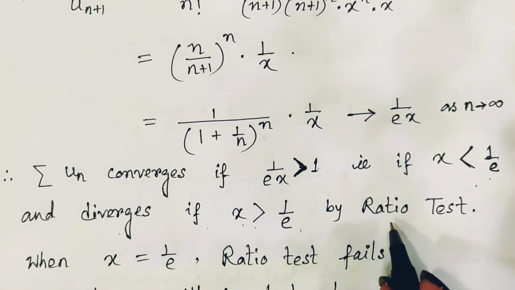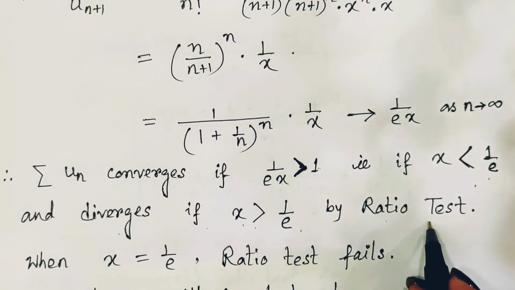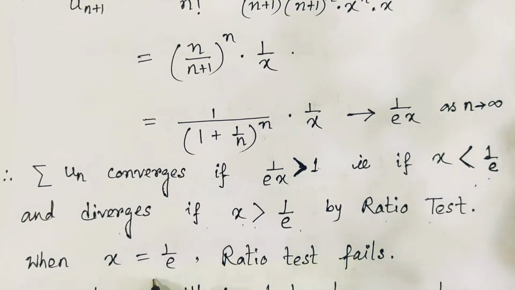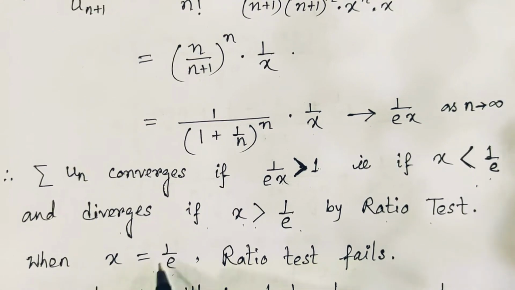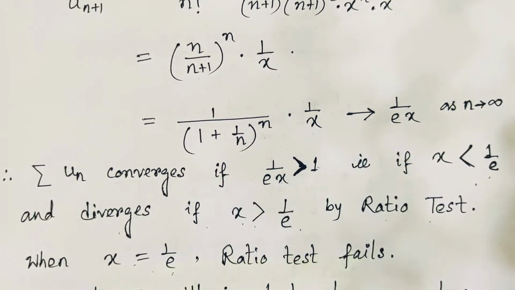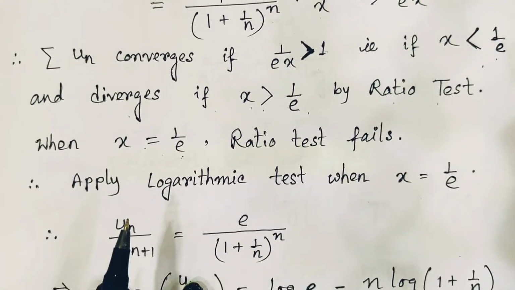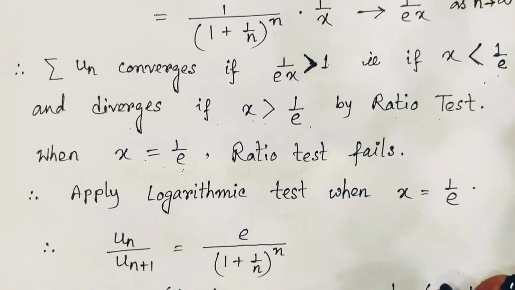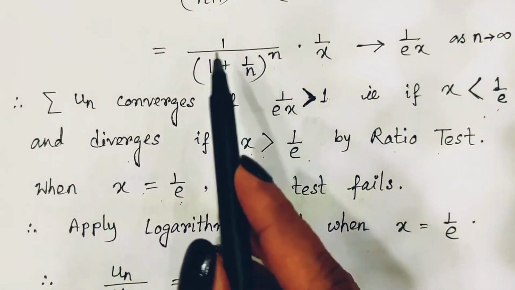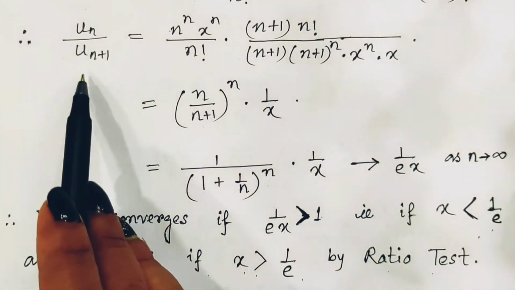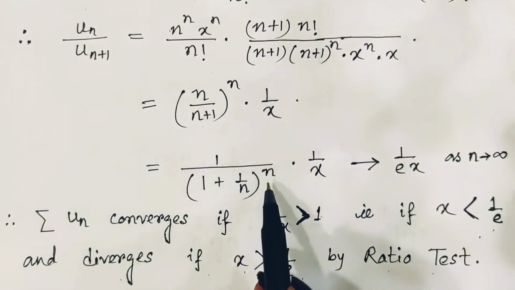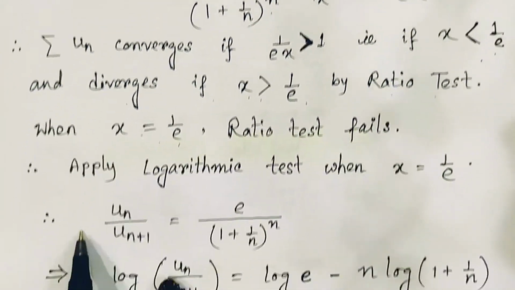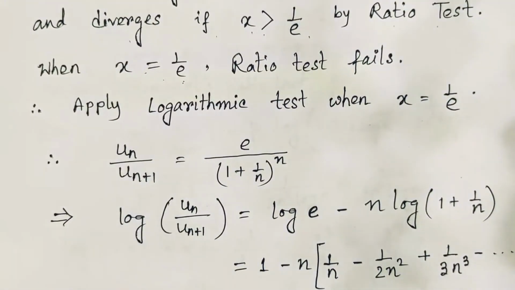That is by D'Alembert's ratio test we can say. So when x is equal to 1 by e, exactly 1 by e, then definitely the ratio test fails, because that time the limiting value becomes 1. So if the ratio test fails, then we should apply the logarithmic test here. The reason is that for the function un, just look here, un by un plus 1 is in the exponential form of n. That's why we should apply the logarithmic test here.